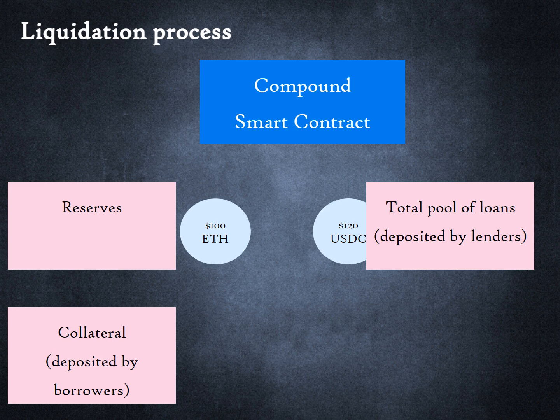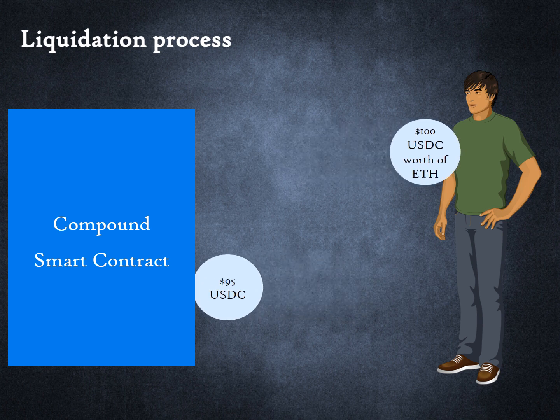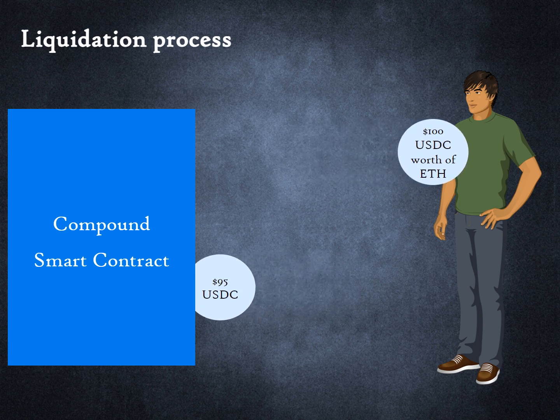Next, we will cover this final step of the liquidation process. Bob buys the collateral at a discount of 5%. The percentage discount is determined algorithmically. In our example, Bob pays $95 in USDC to Compound. He then immediately sells the Ether collateral on an exchange for $100, making $5 in the process.